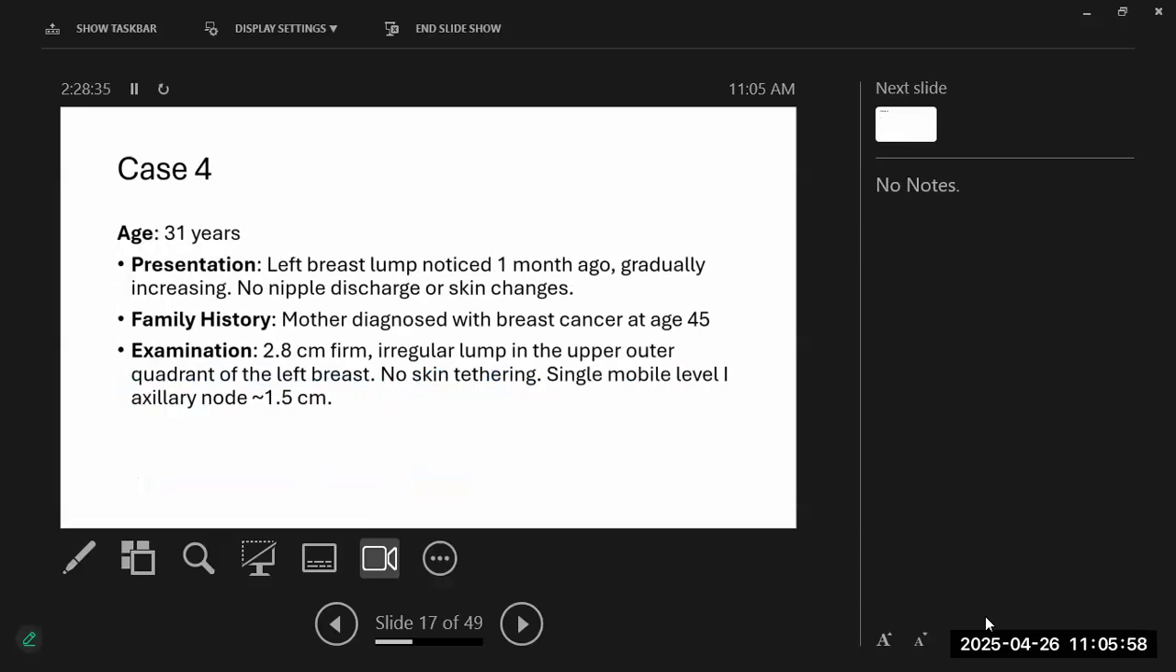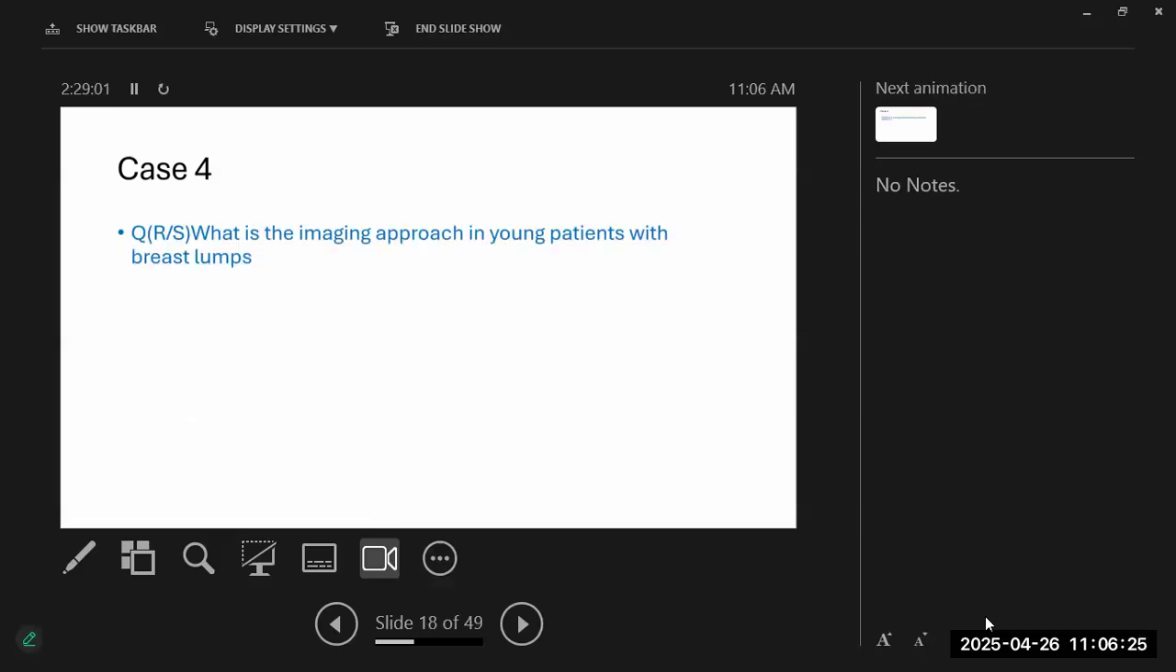So the case 4. This is a 31-year-old patient presented with a left breast lump noticed 1 month ago, gradually increasing, no nipple discharge or skin changes. Her mother had breast cancer at the age of 45. On examination, there was a 2.8 centimeter firm irregular lump in the upper outer quadrant of the left breast. No skin changes. There's a single mobile level 1 node in the axilla, 1.5 centimeter in size.